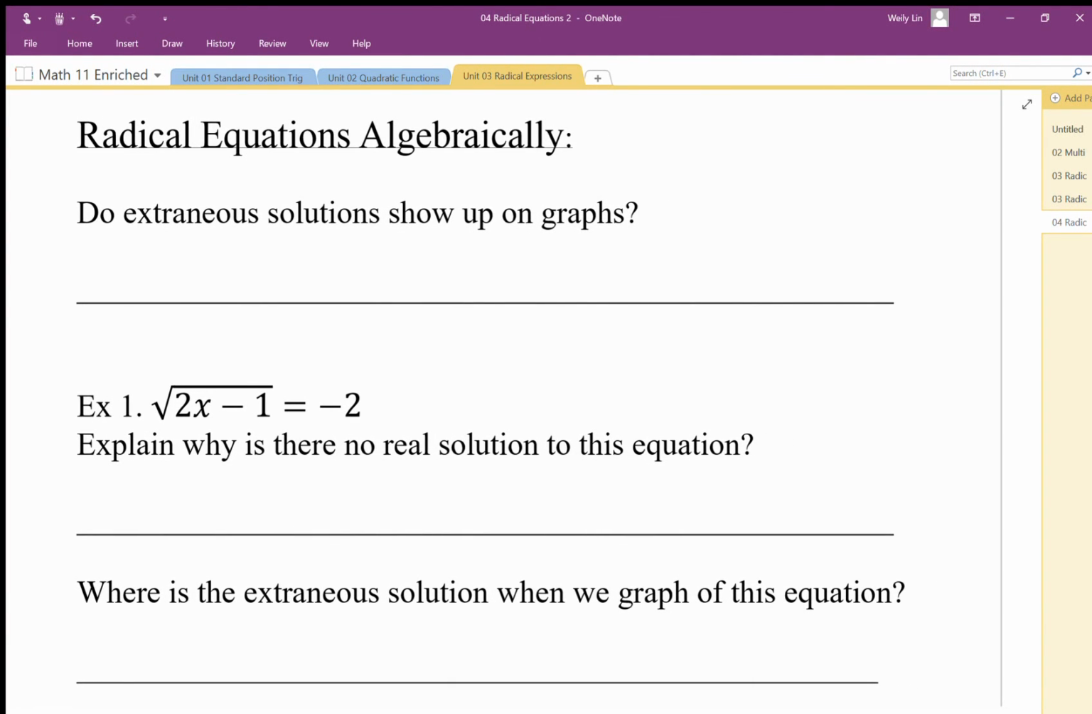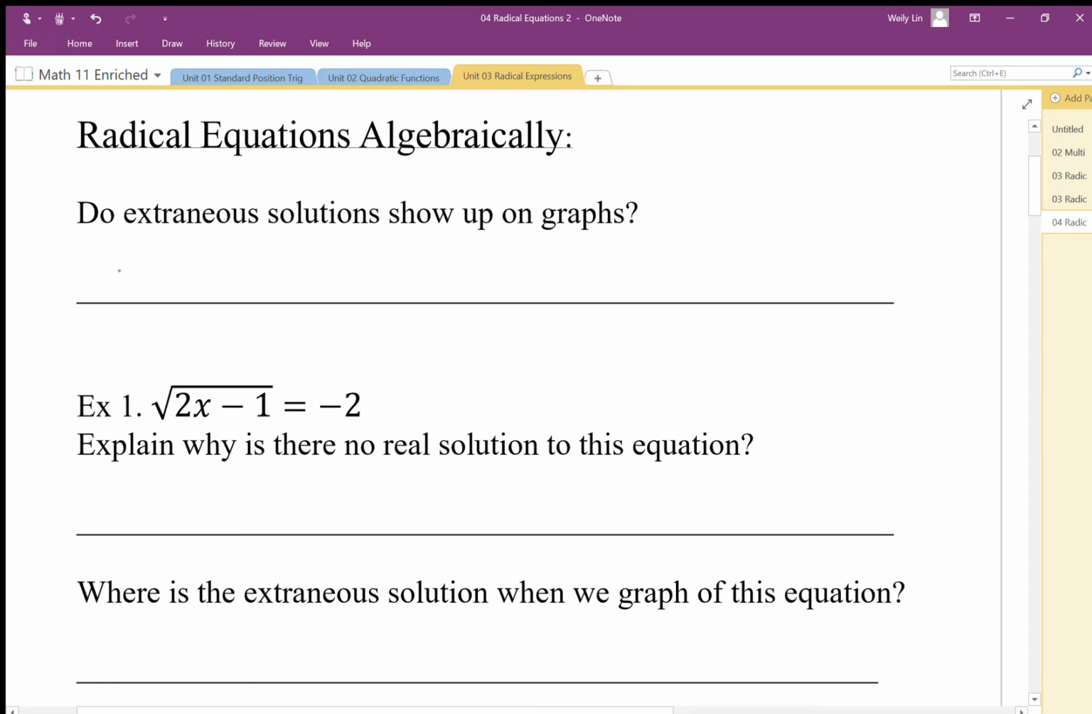So radical equations. Do extraneous solutions show up on graphs? Just a reminder what an extraneous solution is. An extraneous solution is a solution that we can find algebraically that doesn't actually exist. It doesn't actually work when you plug it back into the equation. So do extraneous solutions show up on graphs?